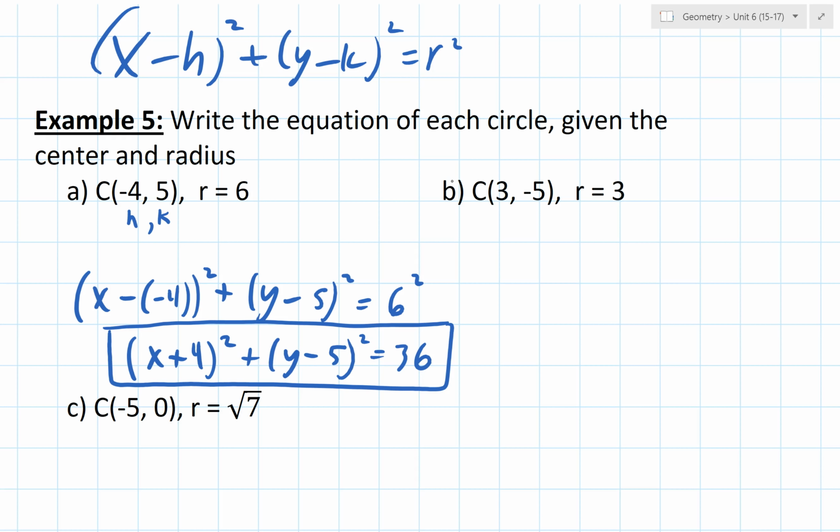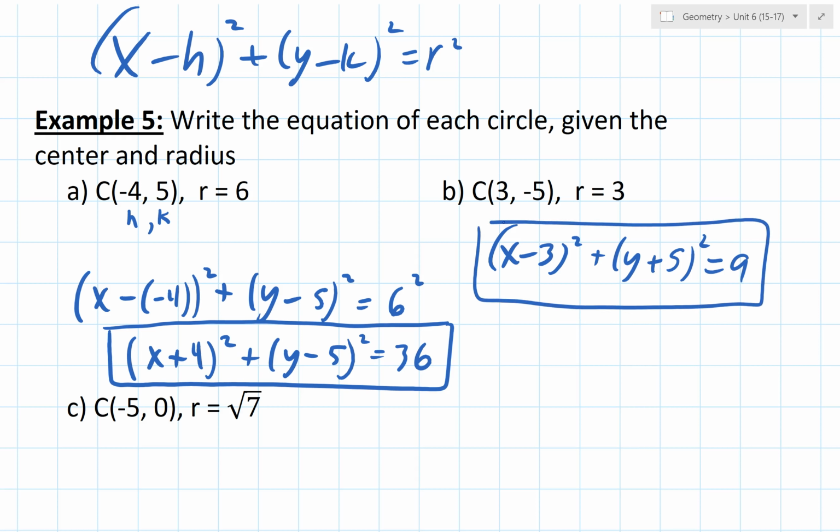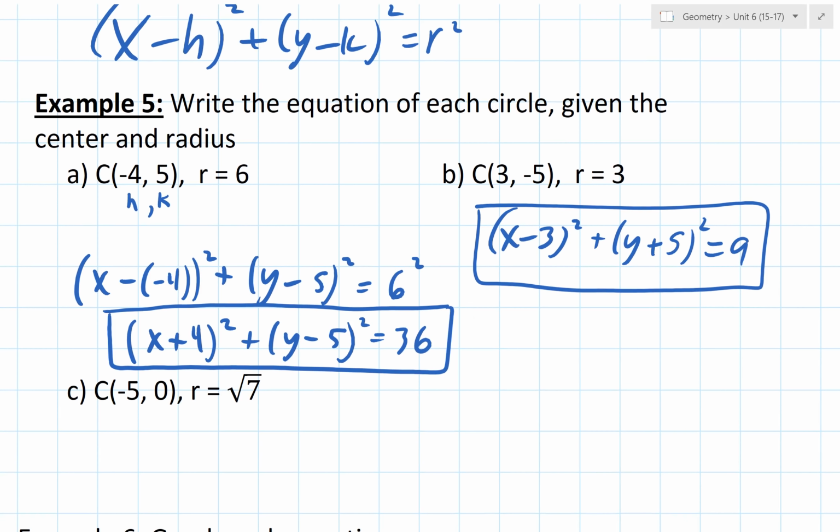Okay, Chloe, what did you guys get for example B? We got (x − 3)² + (y + 5)² = 9. Perfect. Just plug in h, k, and r, and you have it. Nice job. Okay, and then Tanvi, how about C? (x + 5)² + (y − 0)² equals the square root of 7 squared. Okay, and then we'll go ahead and simplify.